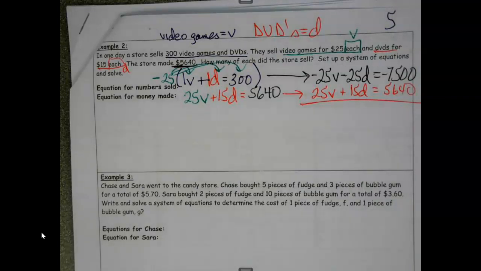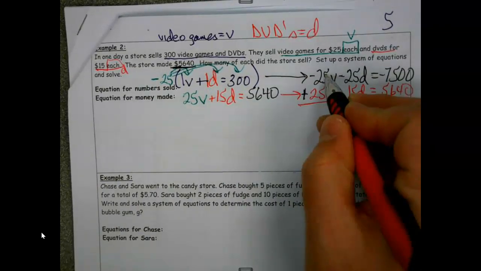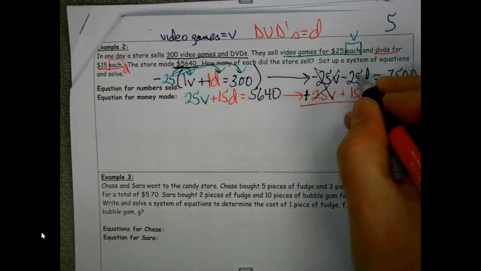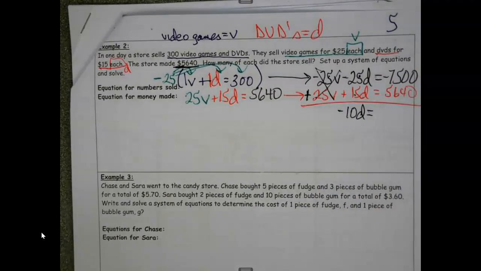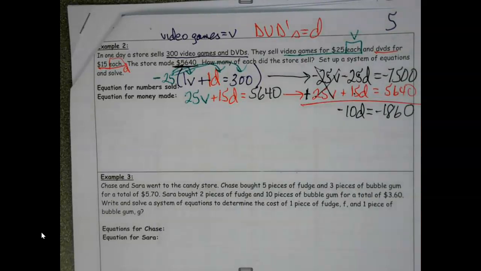Because now that I did that multiplying through, now if I go to add straight down, negative 25 and positive 25 cancel. That's the idea. Negative 25 plus 15 is negative 10. And I got to look this one up because, okay. So negative 7,500 plus 5,640 is where that negative 1,860 is coming from.